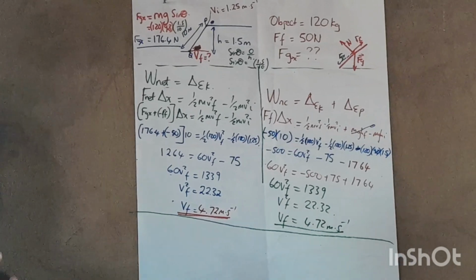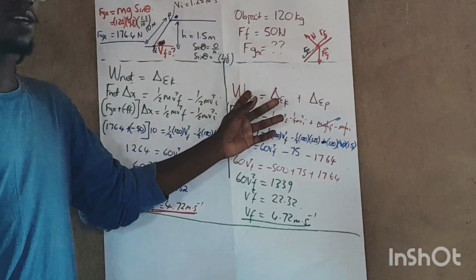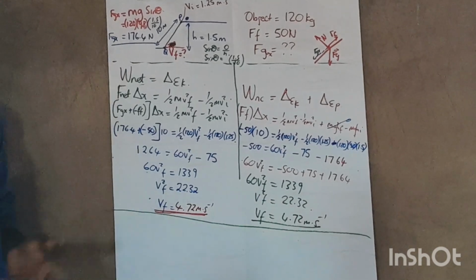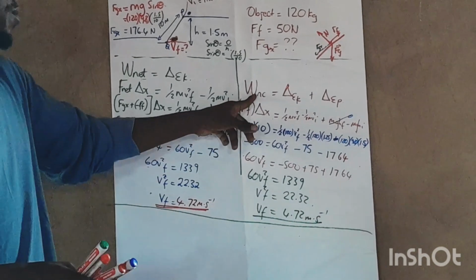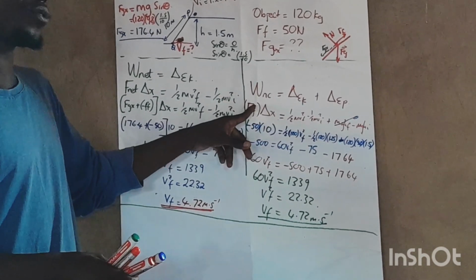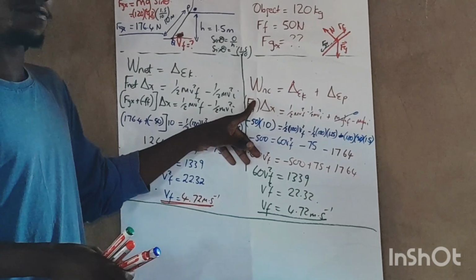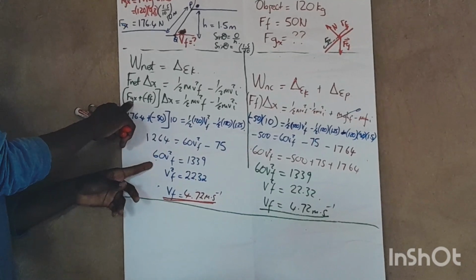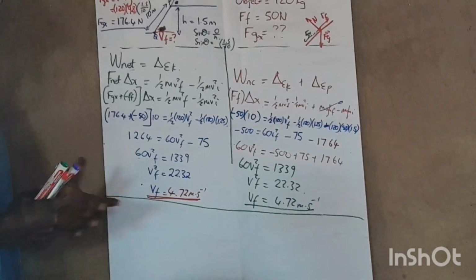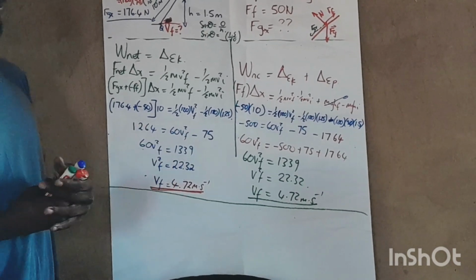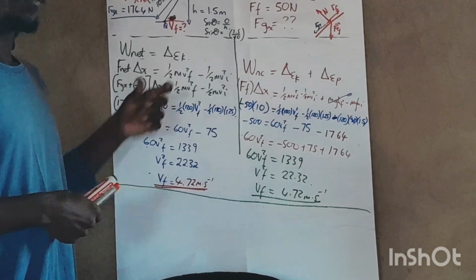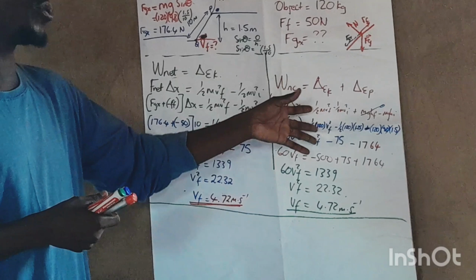So this is when you are using the work done by non-conservative force, and this is when you are using the net work. Did you see the difference? Here on work done by non-conservative force, we only included the non-conservative force. And here we included FG as well. Can you see? So this is how we can work this. But as long as they say use the work energy theorem, we use this one. But if they don't say, use any that you want.